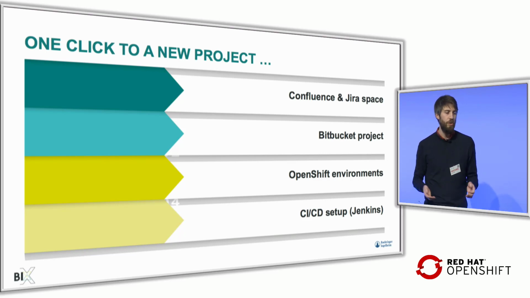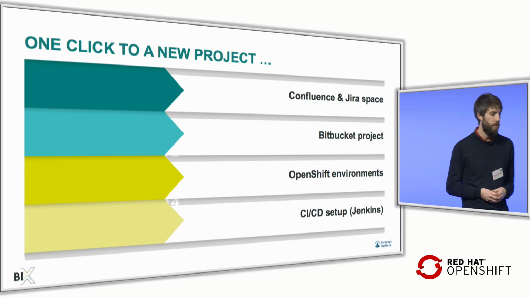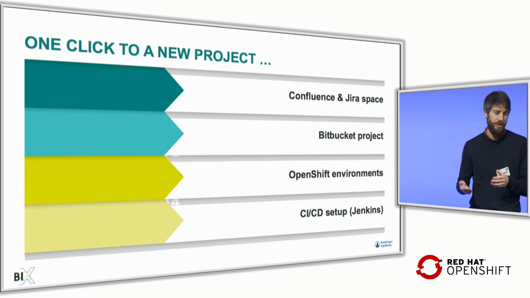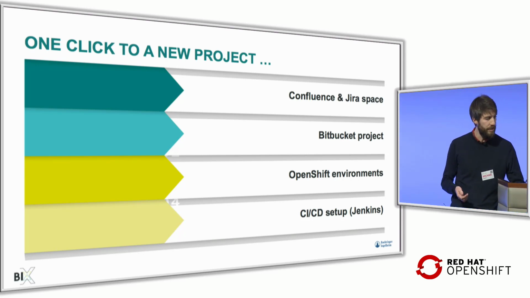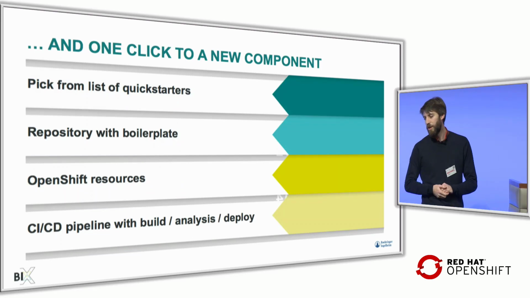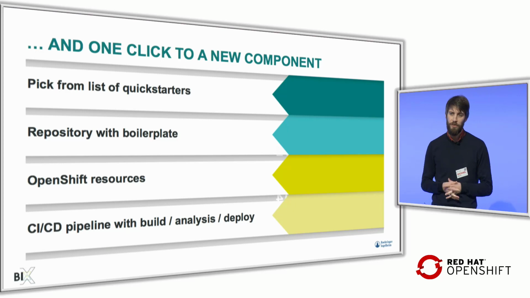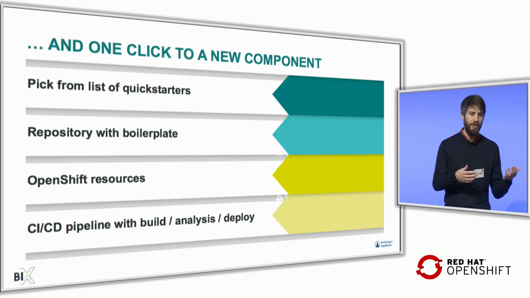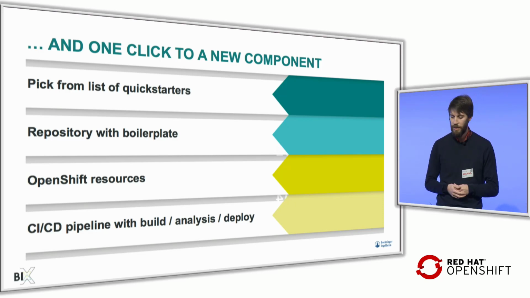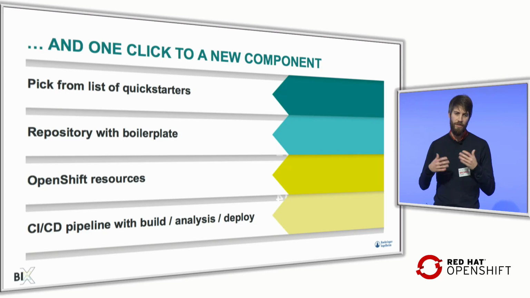Once you have provisioned a new project, you can then go on and provision components. You can provision them with one click, basically. You pick from a list of what we call quick starters. Again, this might be a Spring Boot application, or a proxy, or a mobile application. This will provision a repository with some boilerplate that the developer is then ready to start developing with.